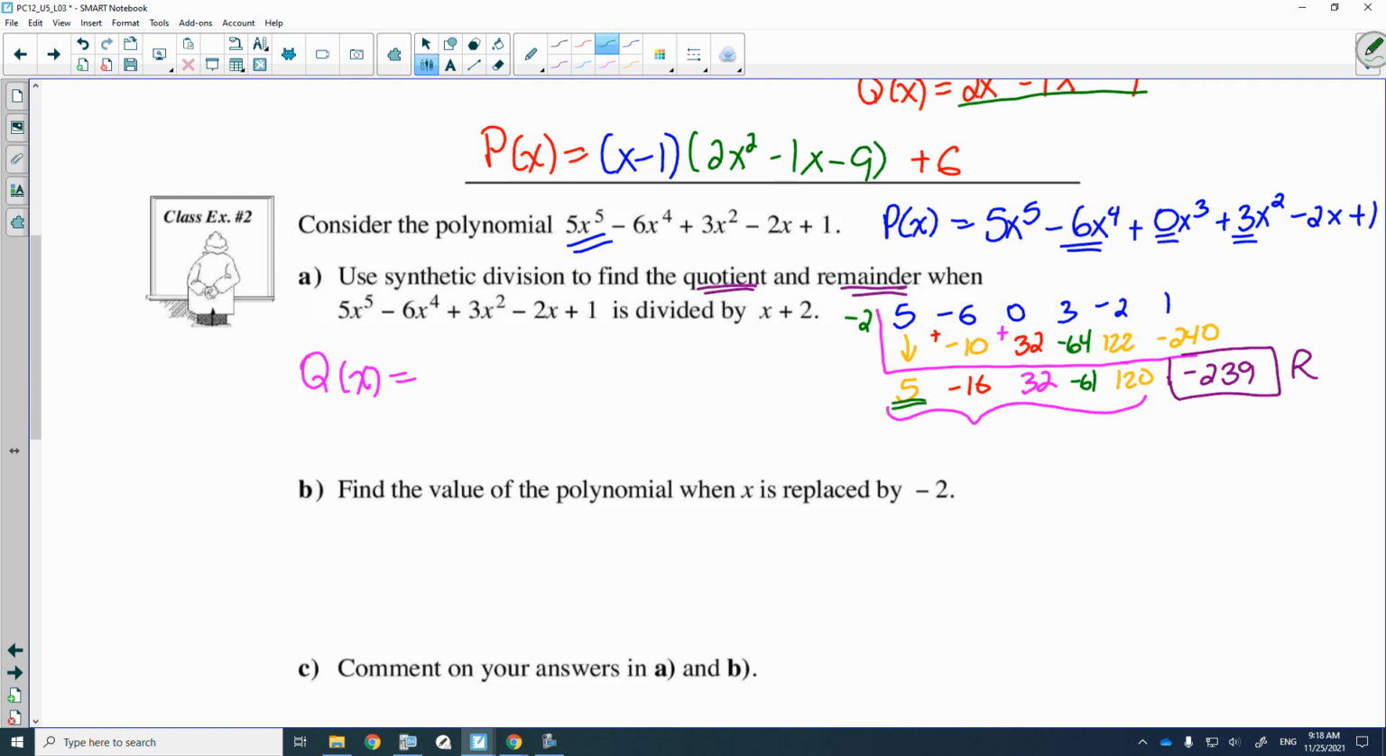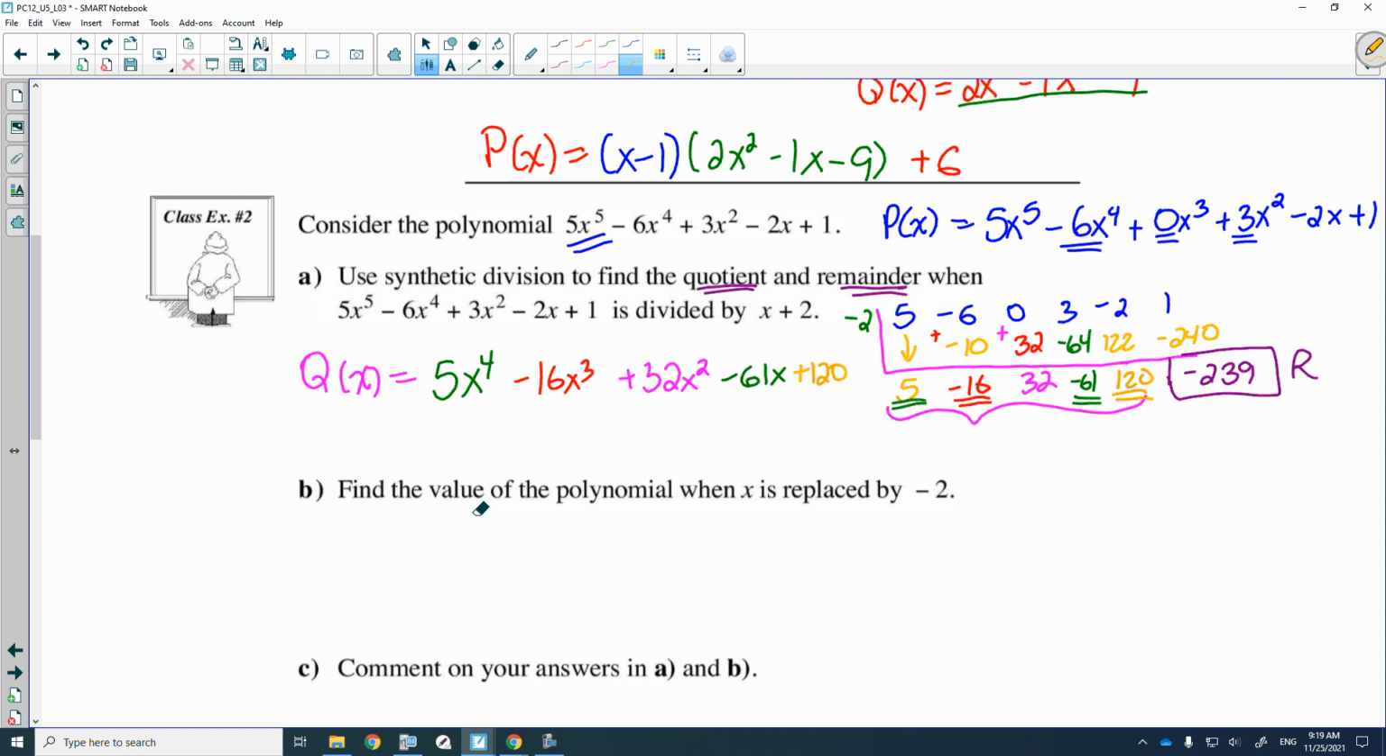So that's going to be 5x to the 4, right? And then minus 16x to the 3. Plus 32x squared. This will be minus 61x. And then my constant is 120. Okay, so that's your quotient. So very fast, much faster, much less work. So there's actually less of a chance of making a mistake. And that's what you get.